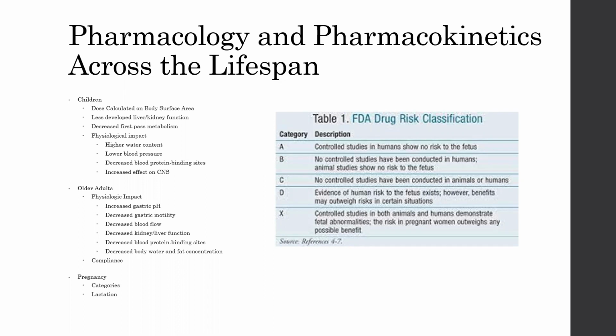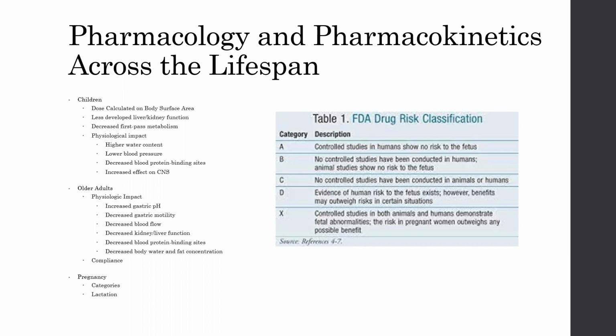And they also have different physiological structures that impact medication absorption. These are things like having high water content within their body, lower blood pressure, decreased blood binding protein sites, and increased effects on the CNS. So typically we're going to use lower doses for most medications. Some medications, children may need higher doses.